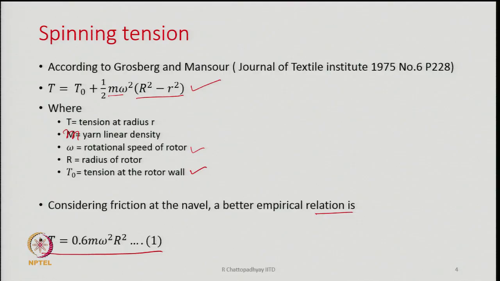and the frictional resistance also will add up to the tension. And therefore, it has been shown by some people that a better empirical relationship could be T equal to 0.6 m omega square R square.